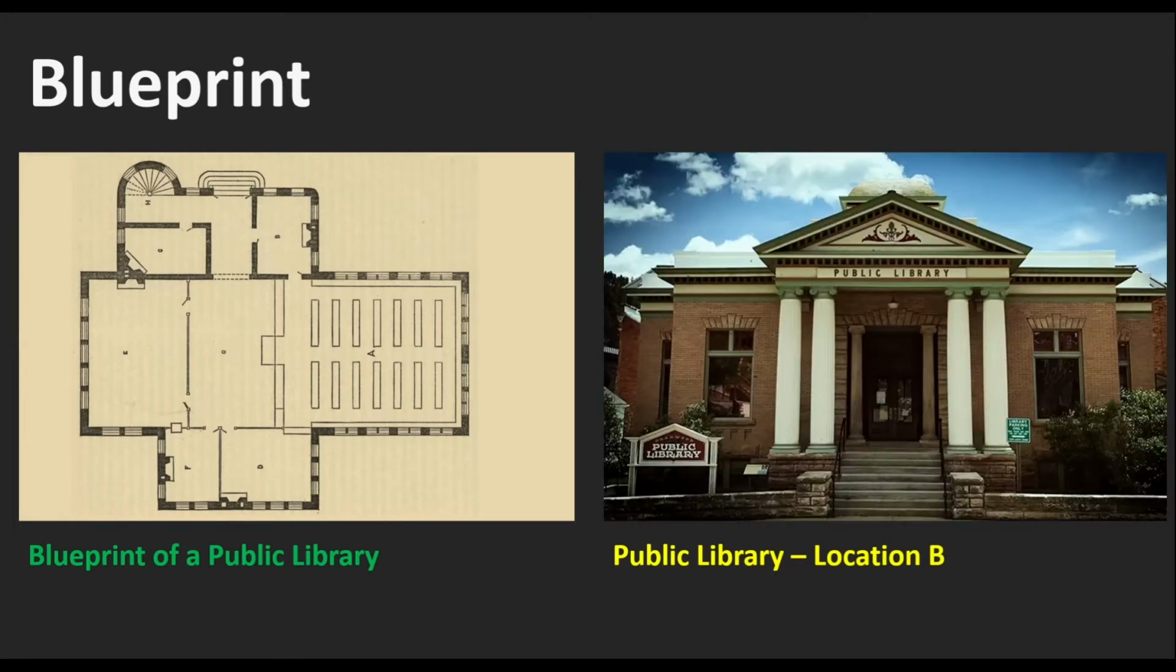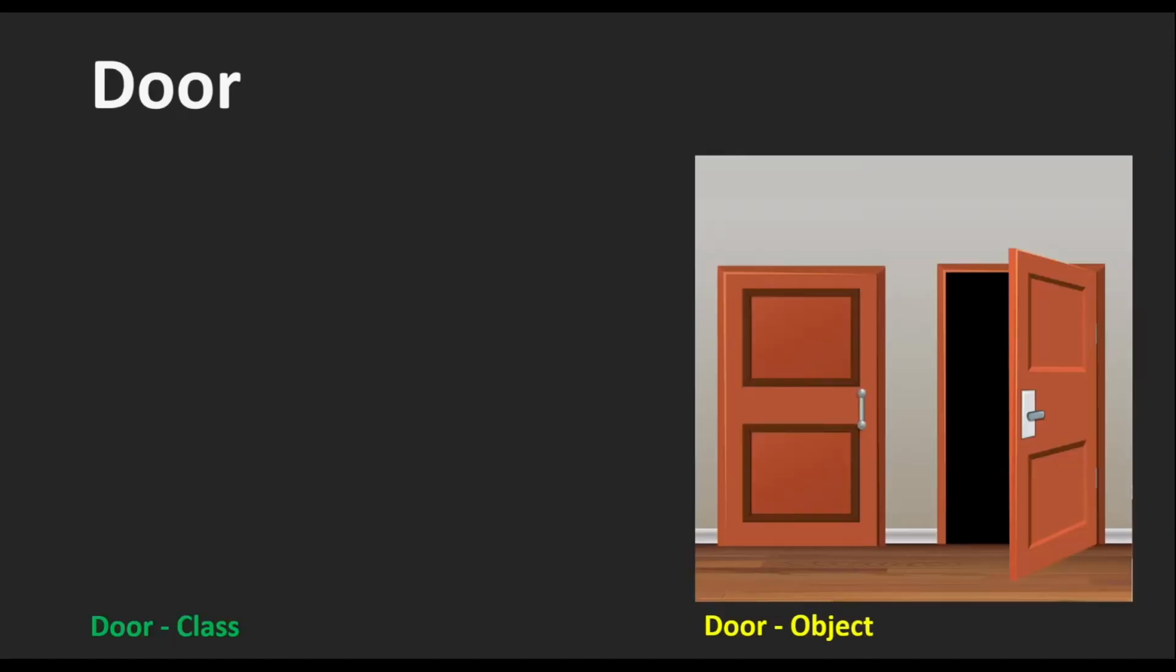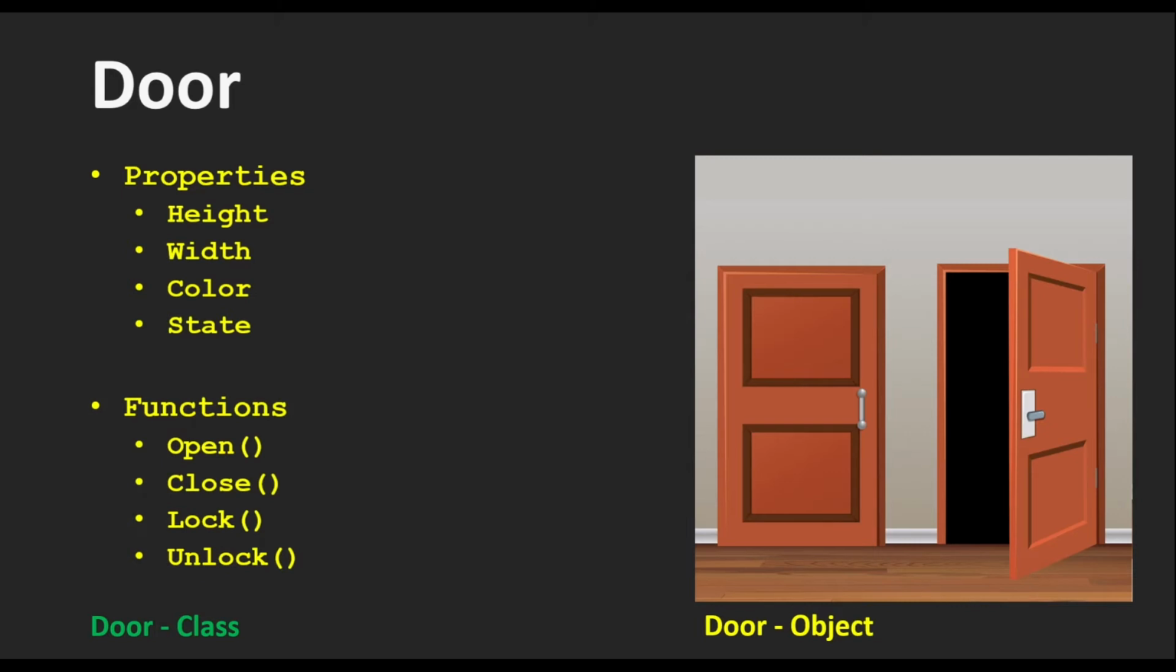Classes act like blueprints. Let's take a smaller example. Let's say you want to create a template, a blueprint of a door. Then you're going to list down its properties like height, width, color, and state, if the door is open or closed. And if the door is functional, then you can list down its functions, like you can open the door, close the door, lock the door or unlock the door.